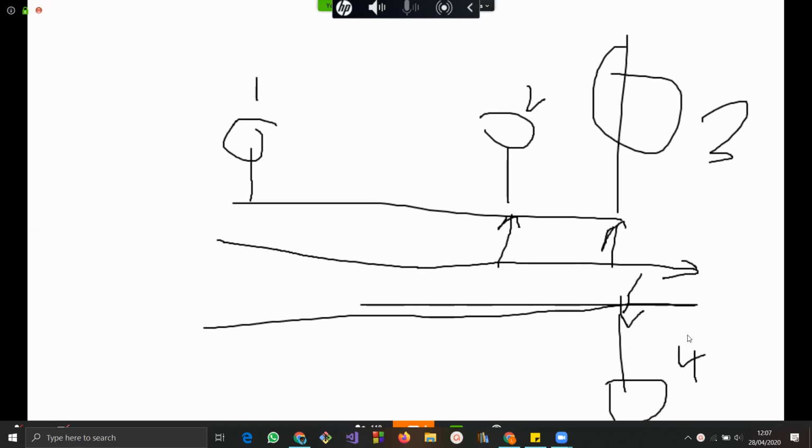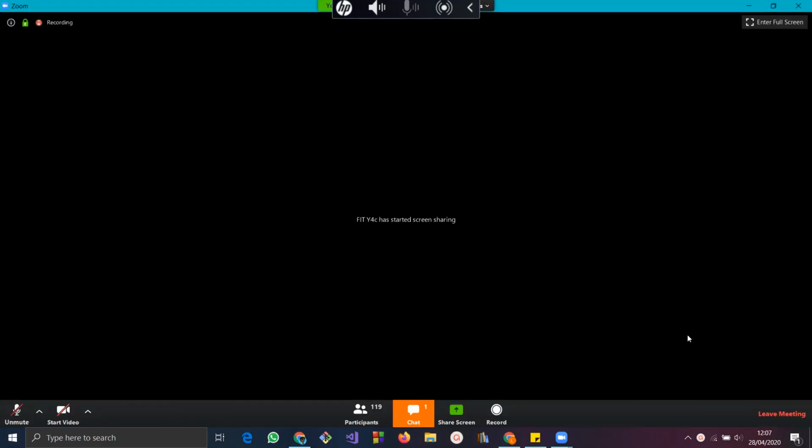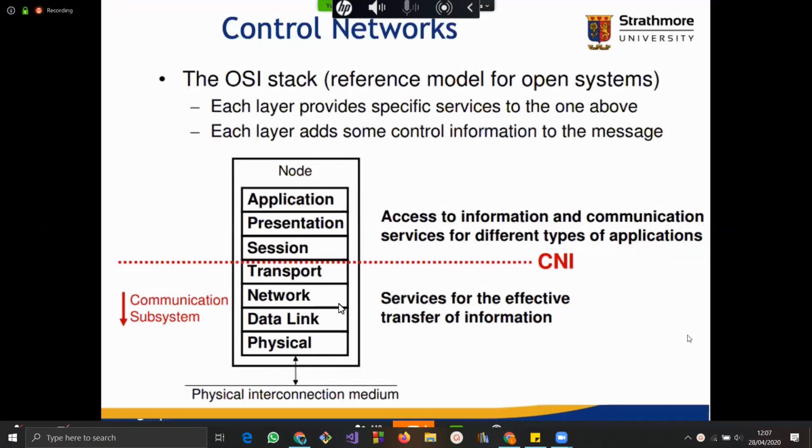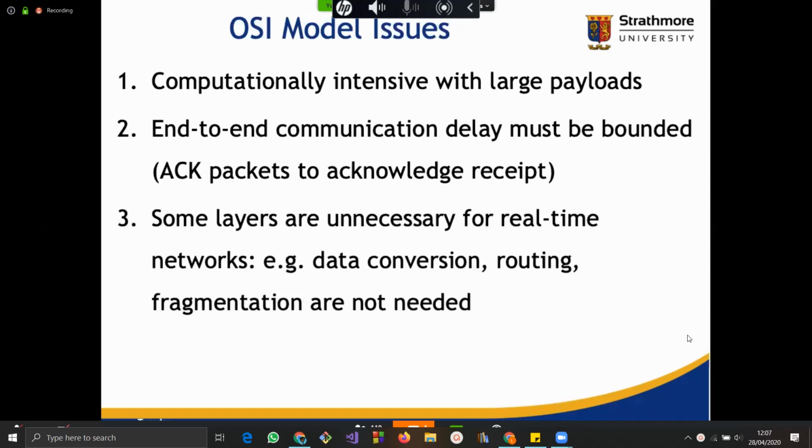So really there's no need for routing, because routing means you have a specific sender and a specific receiver, and any other node on the network is not supposed to see that message. So you realize that for a bus topology, the network layer is completely useless. And then there is the back-to-back. So these are the issues. That's why we can't choose the OSI layer as it is.